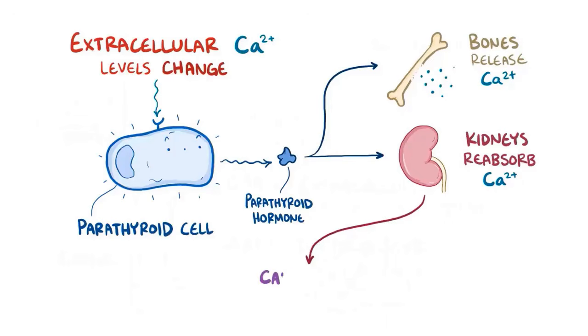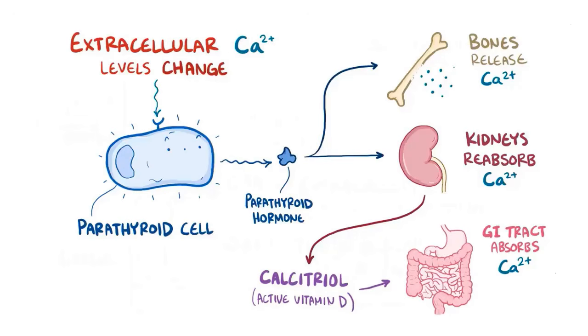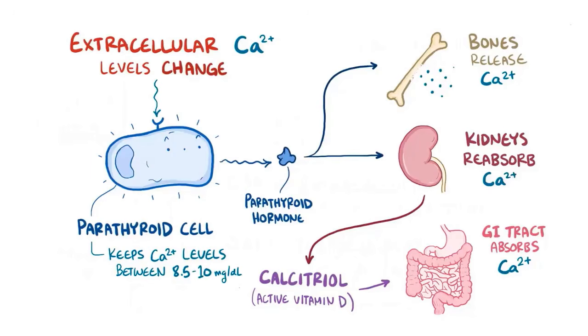And it synthesizes calcitriol, which is also known as 1,25-dihydroxycholecalciferol, or active vitamin D. Active vitamin D then goes on to cause the gastrointestinal tract to increase calcium absorption. Altogether, these effects help to keep the extracellular levels of calcium within a narrow range, between 8.5 and 10 milligrams per deciliter.